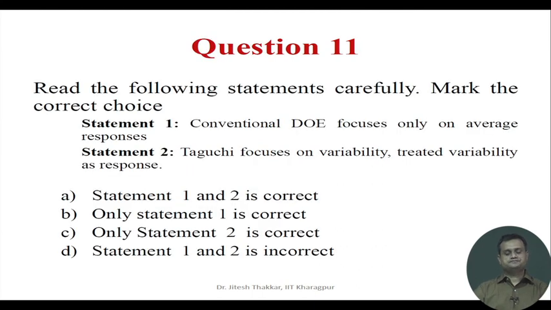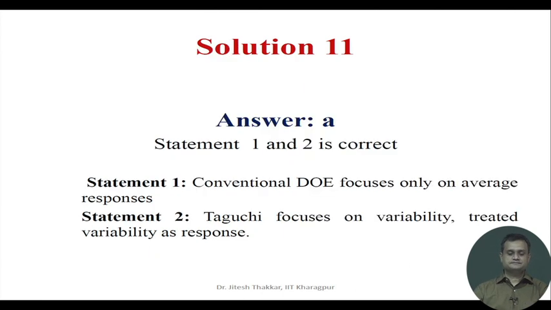Question 11. Read the following statements carefully. Mark the correct choice. Statement 1. Conventional DOE focuses only on average responses. Statement 2. Taguchi focuses on variability, treated variability as response. A. Statement 1 and 2 is correct. B. Only statement 1 is correct. C. Only statement 2 is correct. And D. Statement 1 and 2 is incorrect.